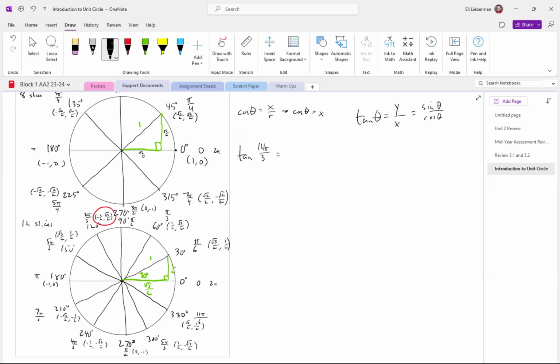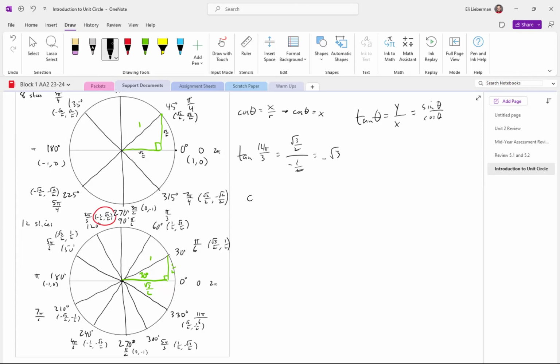Did you get a value? Do we agree? -√3? I'm looking at this, this is the y. We have √3/2 over -1/2. Instead of dividing by -1/2, we can multiply by 2, or just cancel those denominators, or multiply through top and bottom by 2. We have -√3. Nicely done. Any questions?